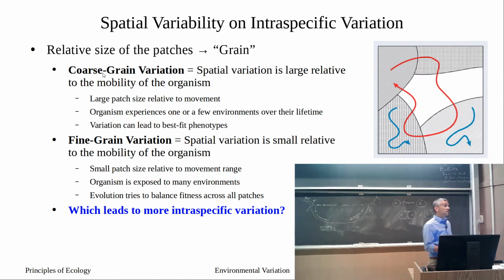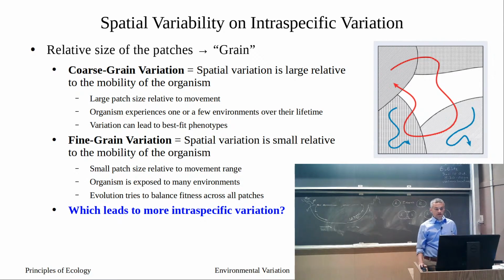Now, for this type of variation, selection tends to produce the best fit phenotype because our organism only ever encounters one type of habitat patch, or possibly two, a few numbers. So selection can produce a best fit phenotype.